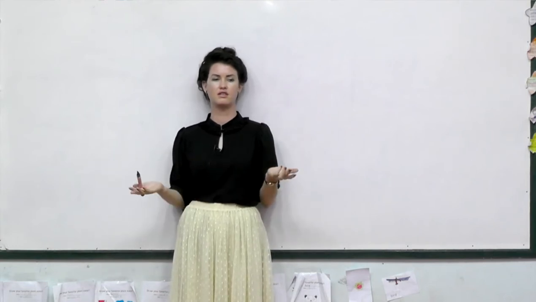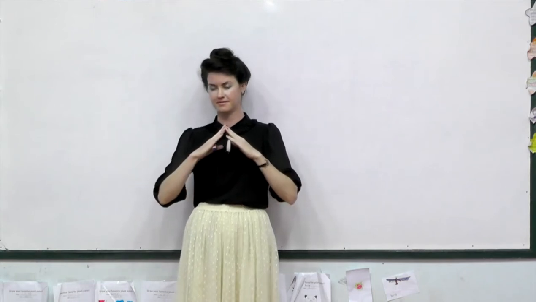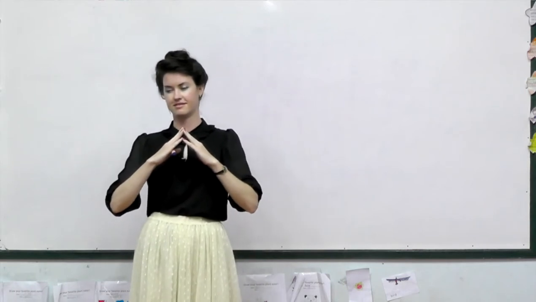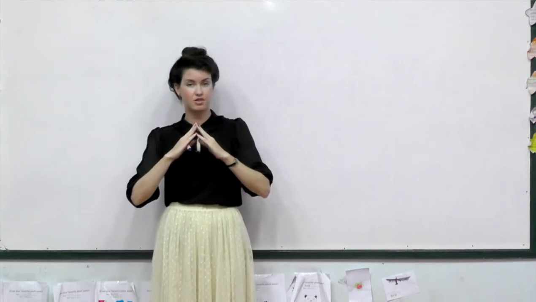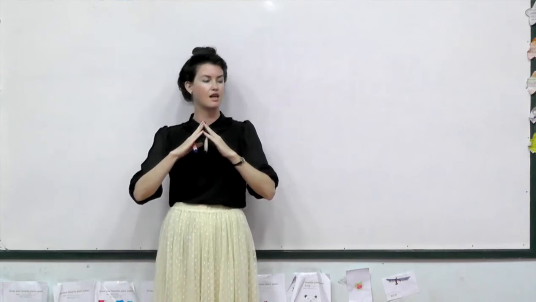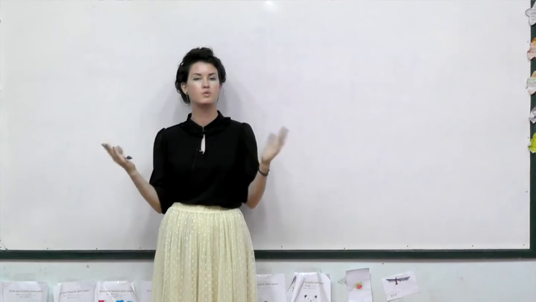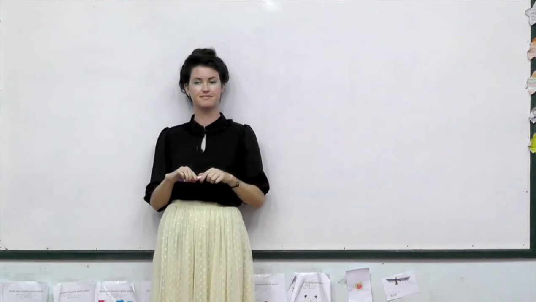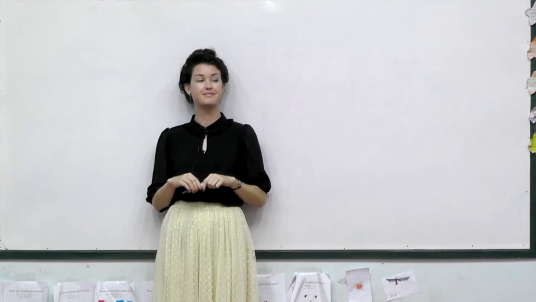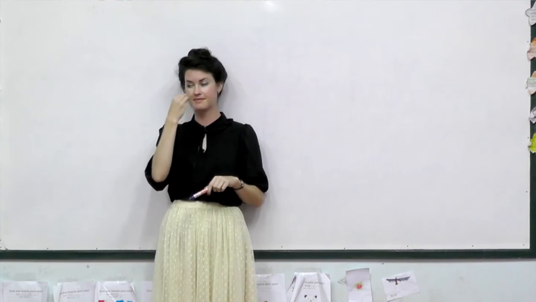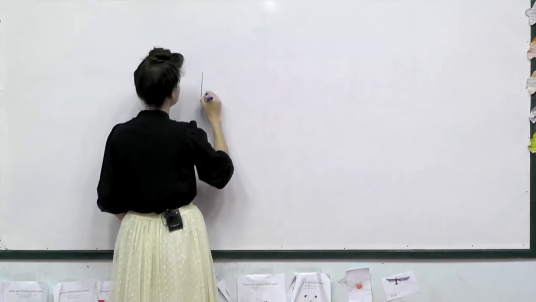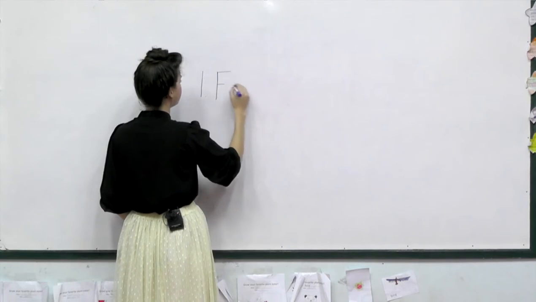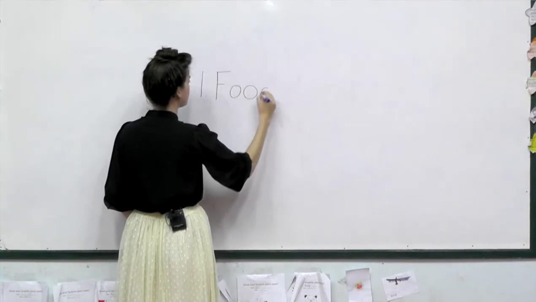Do they need clothes to live? No. Do they need a house to live? Animals don't need a house. Some animals live in a house, but not all animals live in a house. What's one thing animals need to live? Food. Food is one thing animals need to live. F-O-O-D.